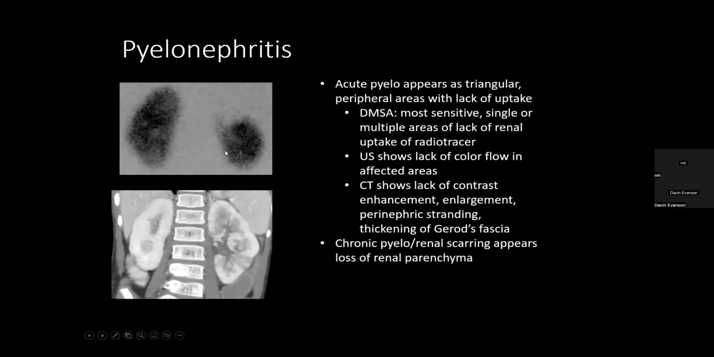So pyelonephritis, infections, hopefully we have the urinalysis, and usually they'll come to imaging if they've had multiple UTIs, trying to figure out, is there something congenital? Here we see asymmetric enhancement. Here the left kidney has some areas of hypoenhancement, the striated nephrogram.